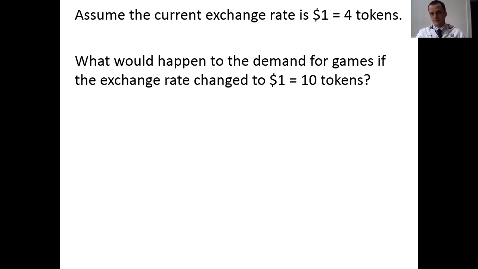10 tokens. In other words, 10 cents would get you a token at Chuck E. Cheese. Well, you'd probably have what? An influx of people at Chuck E. Cheese. Why? Because now they can play more games for the same amount of money. They can put $1 into a machine and get 10 tokens, play 10 games instead of putting $1 in the machine and only being able to play 4.